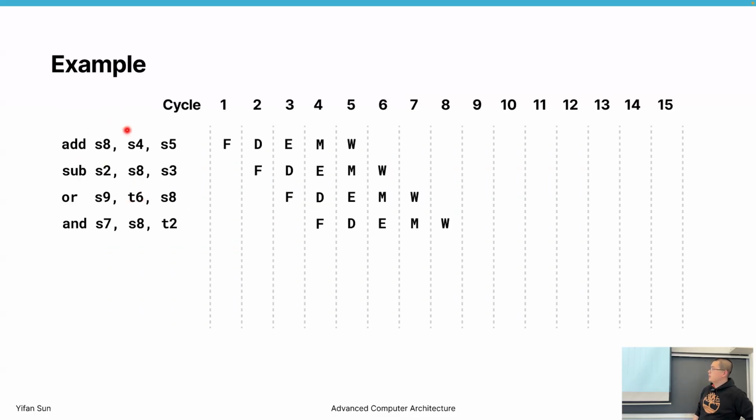This is an example. We have an add instruction, a sub instruction, an or instruction, and an AND instruction, and there are some registers they're working on. We assume that this pipeline works in a perfect way, but you may notice some problem here, right? The problem is that by this particular time, we write data back. And what do we write? We write back S8. Then S8 is available, written in the first half of the 5th cycle. Then in the next instruction, we need to read it.